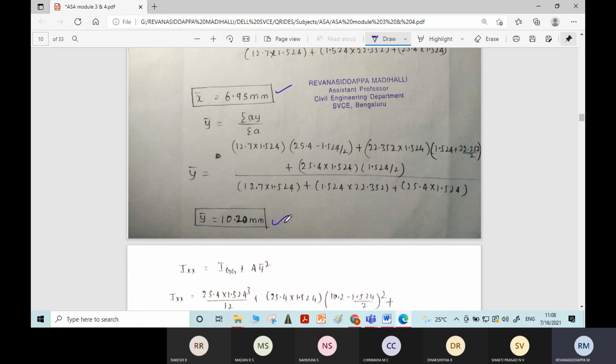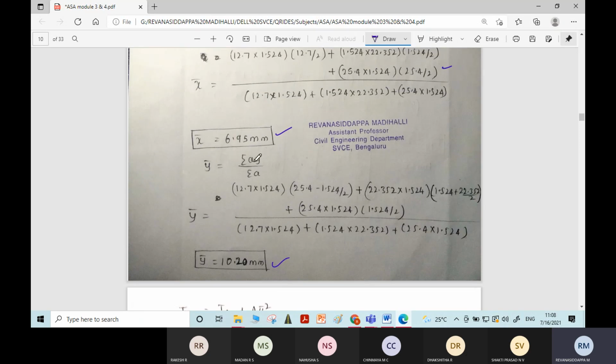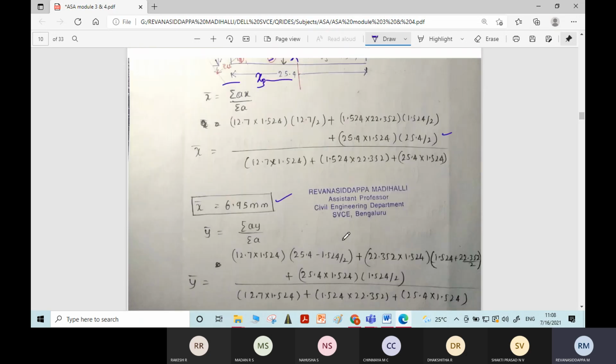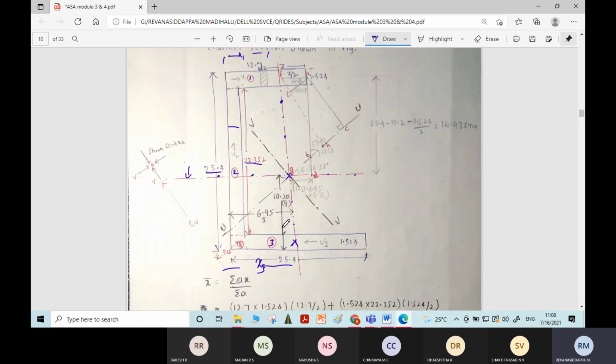Similarly, y bar is determined, where y bar is equal to sigma ay divided by sigma a, which is given by a1 y1 plus a2 y2 plus a3 y3 divided by a1 plus a2 plus a3. Okay, a1, a2, a3 you will get directly from this calculation, but you need to substitute y1, y2 and y3 values. What is y1, y2, y3? Distance of center of rectangle 1, 2, 3 from the base.